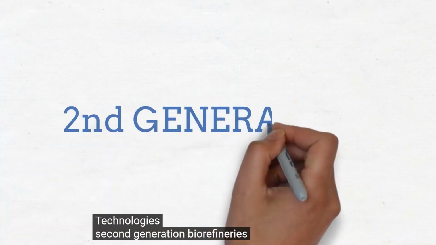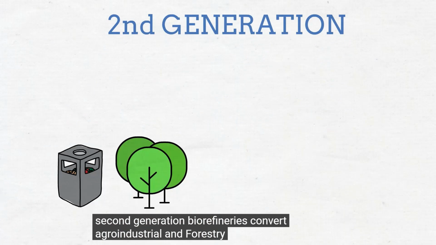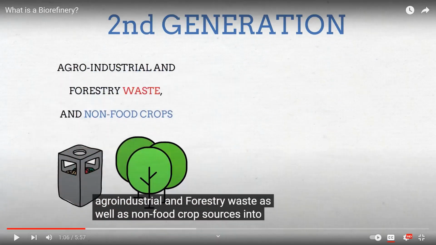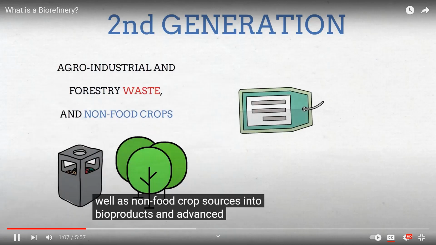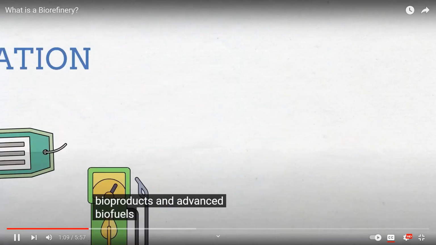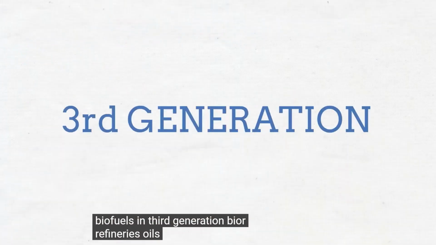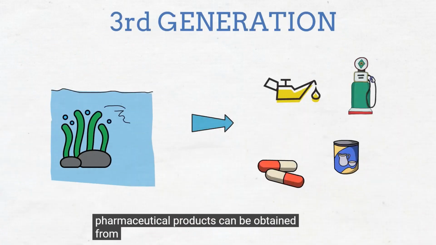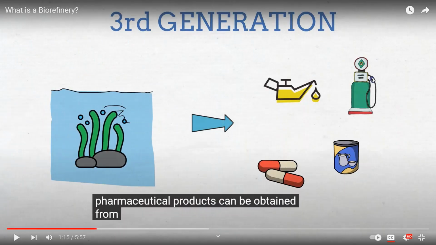Second-generation biorefineries convert agro-industrial and forestry waste as well as non-food crop sources into bioproducts and advanced biofuels. So in the second generation, we use agro-industrial, forestry waste and non-food crops. In third-generation biorefineries, oils, biofuels, foods, and pharmaceutical products can be obtained from algae. So in the third generation, we use the food extract, the pharmaceutical extract, and the fuel extract.